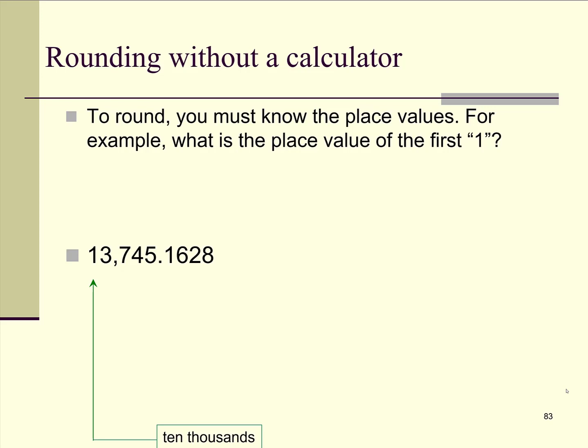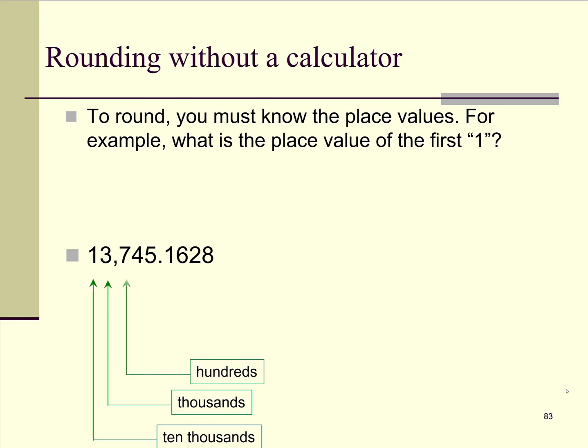The next one is easier. What's the place value of the 3? Thousandths. What's the place value of the 7? Hundreds. What's the place value of the 4? Tens. What's the place value of the 5? Ones, or dollar. So your homework might say round to the nearest dollar. That means round to this place value.